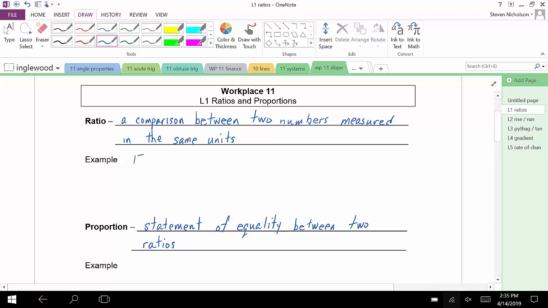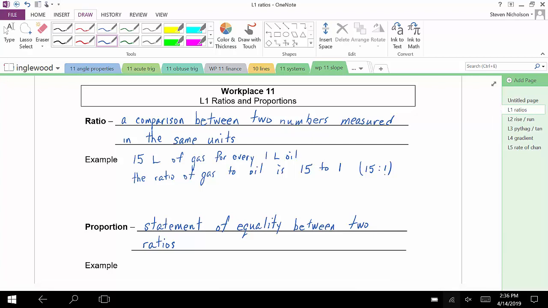So here's an example of a scenario like that, where you need 15 liters of gas for every 1 liter of oil. And if we were going to write that as a ratio, the ratio of gas to oil is 15 to 1, also noted 15:1. And again, notice the units are the same.